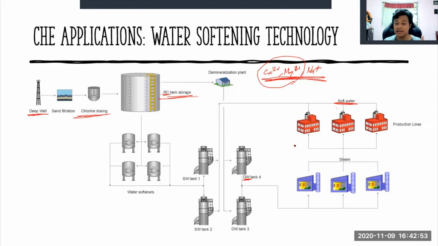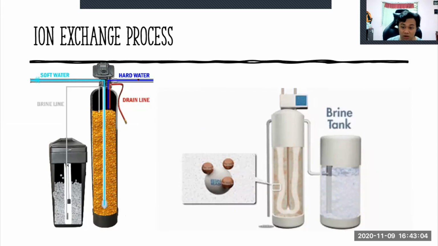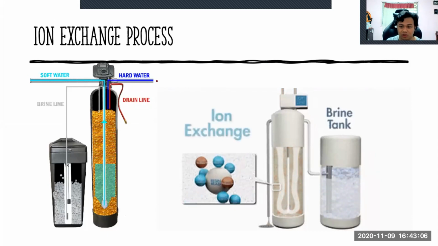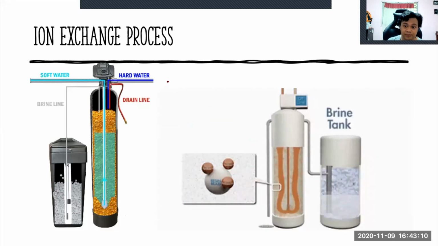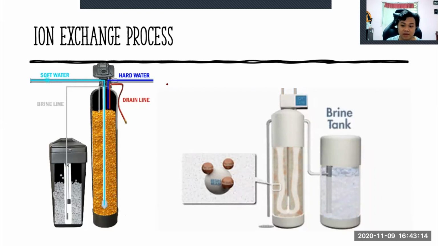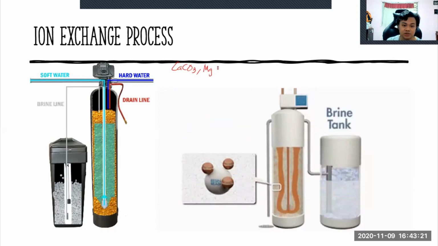So how is the soft water or the ion exchange technology being done? This is how it's being done in the plant. You have the hard water here, hard water that's full of hardness, the magnesium and the calcium. They exist as calcium carbonate and magnesium carbonate.